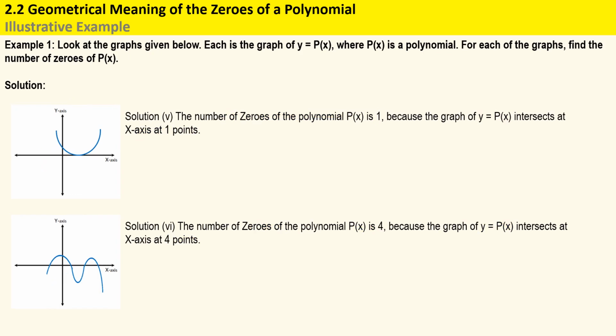Let's take a look at the fifth part, and the graph given to us is this graph. In this case, the number of zeros of the polynomial p(x) is 1, because the graph y equals p(x) intersects the x-axis at 1 point, and that 1 point is this point here. In the 6th or last part of this example, we are given this graph, and the number of zeros of the polynomial p(x) in this case is 4, because the graph y equals p(x) intersects the x-axis at 4 points, and these 4 points are point 1, 2, 3 and 4.